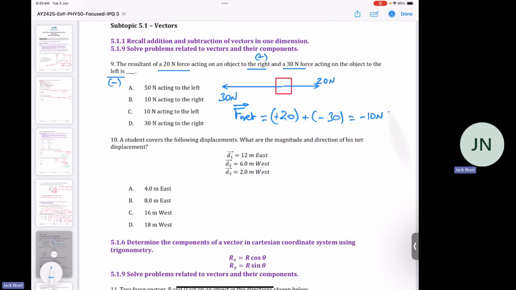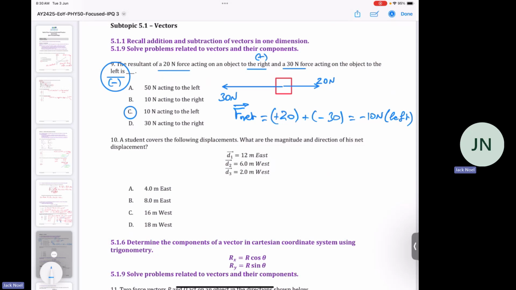The net force is 20 plus negative 30, which is negative 10. Negative 10 newtons, because you got it negative, it means it's to the left, because we just mentioned here that left is negative. So this force is pointing to the left. It's answer C, right? So answer C is 10 newtons to the left.